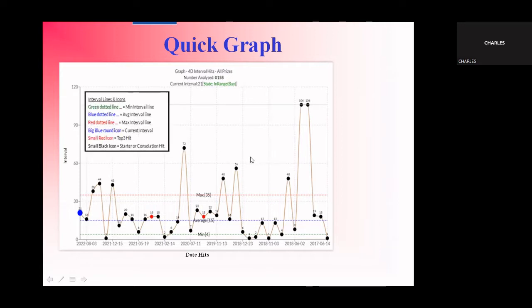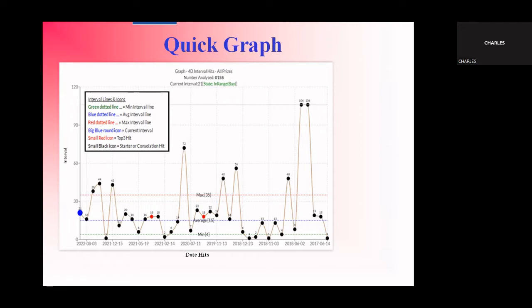Okay, first I'd like to explain the different interval lines and icon before I go on into the analysis proper. Now, first three lines. The first one is the green dotted line, which represents the minimum interval line, which is over here. And there is a blue dotted line, which represents the average interval line, which is here. And the third line is the red dotted line, which indicates the maximum interval line. I will explain more about these three lines later.